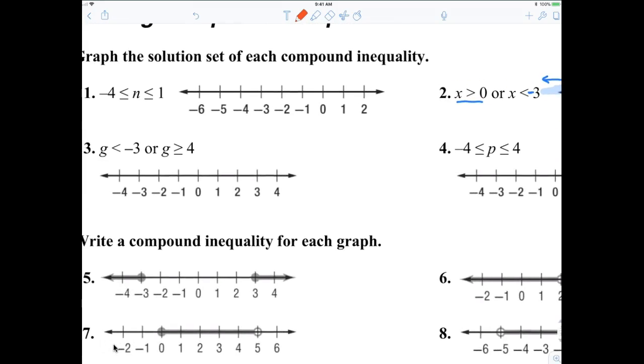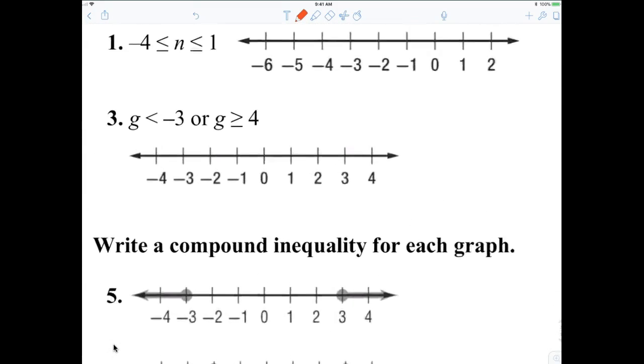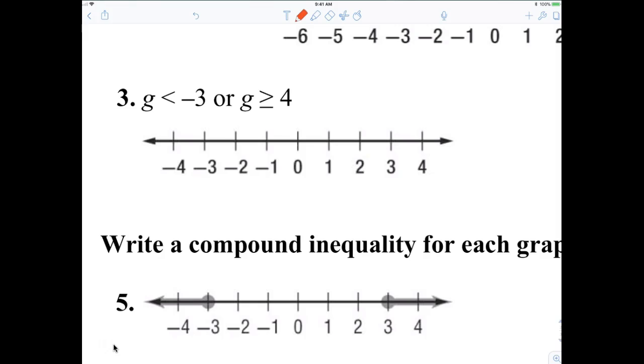Now I want to address number 3. So x is greater than or equal to 4. We put a solid dot at 4, and we would go to the right. Then x is less than negative 3: open circle at negative 3, and going to the left. Everybody happy with that?